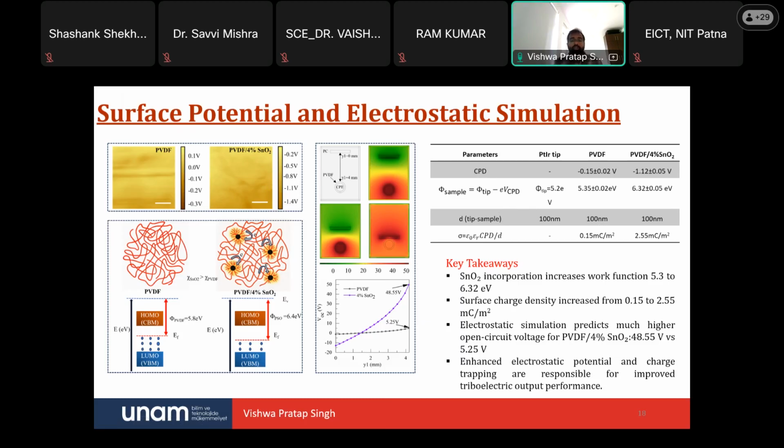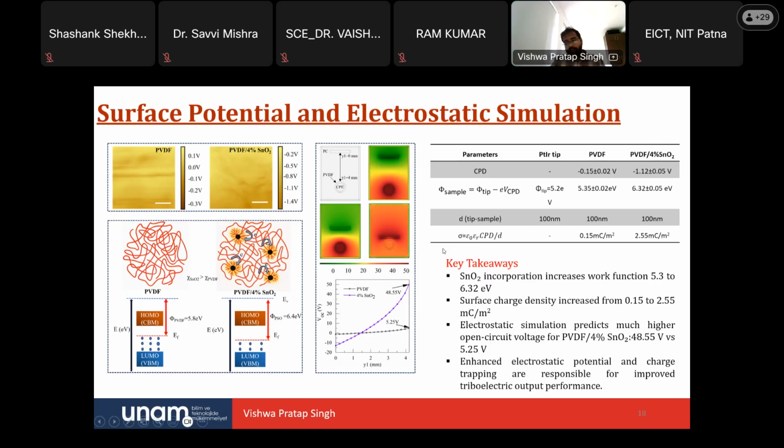You can make a reference. You can use the PtIr tip to measure the work function of gold, and then you can measure for the different film. So the gold one will be standardized, and you can calculate the PtIr tip's work function. We calculated the CPD of the tip as around 5.2 electron volt, and with the help of this gold, we then calculated the work function for this PVDF as well as PVDF SnO2.